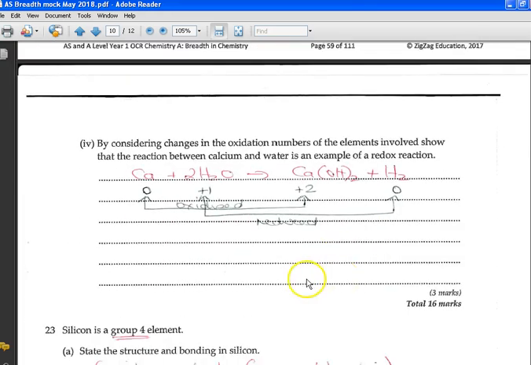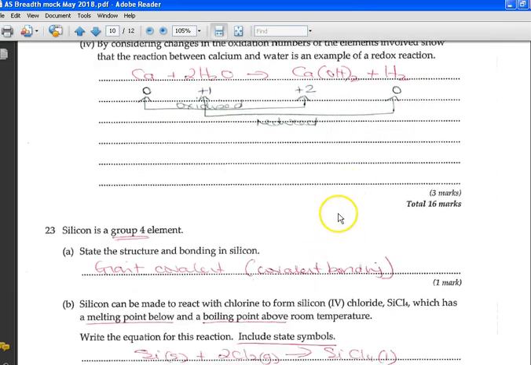Okay, considering changes in oxidation numbers of the elements, you need to clearly show what is the change in oxidation number and which one has been oxidized and which one has been reduced. And the easiest way to do it is to do it like this. If you want to write it out, that's fine. But your 3 marks come from the fact that you're showing what's been oxidized, what's been reduced, and what is the change in oxidation state. So calcium goes from 0 to +2, hydrogen goes from +1 to 0. That's your 3 marks.